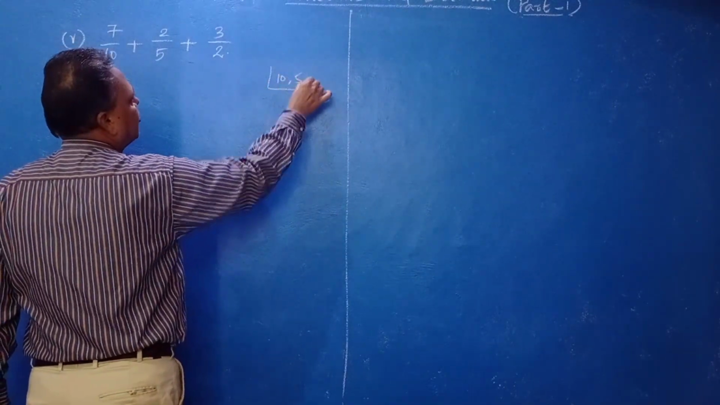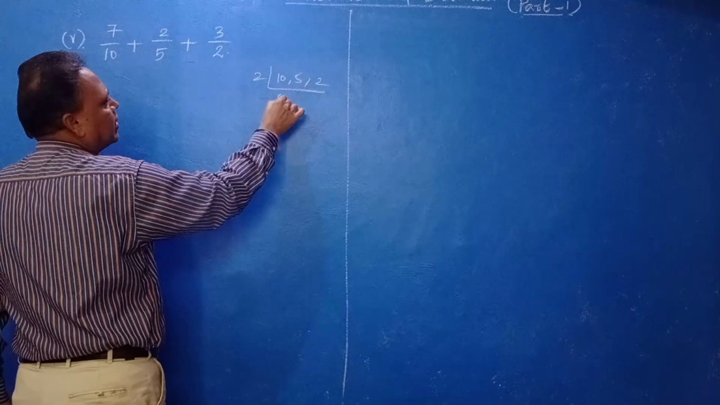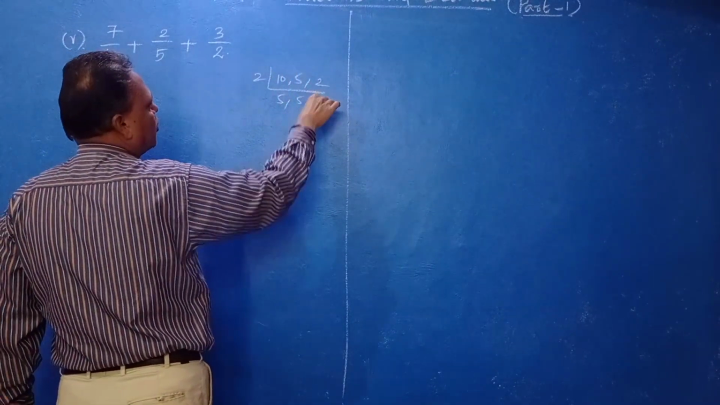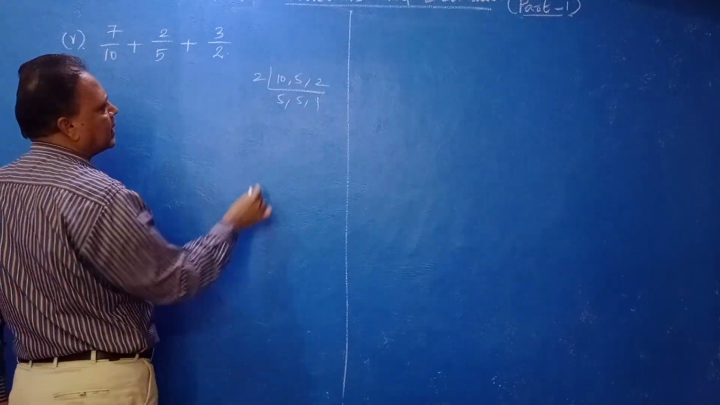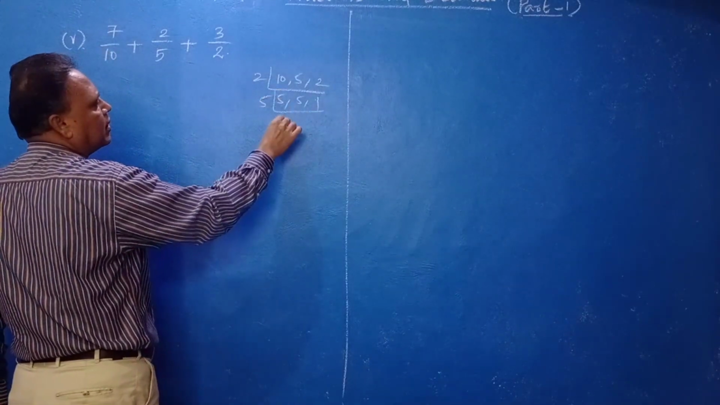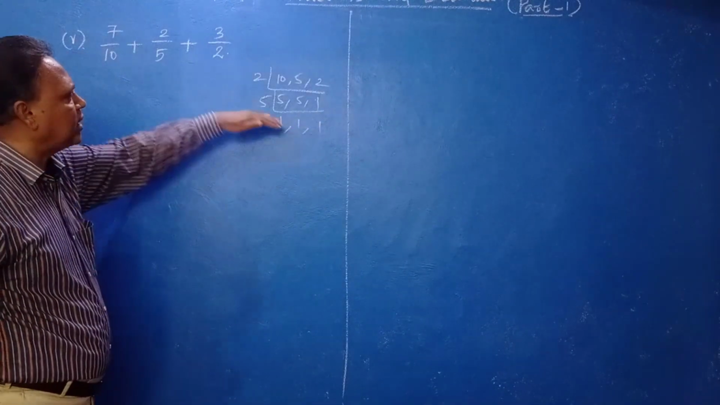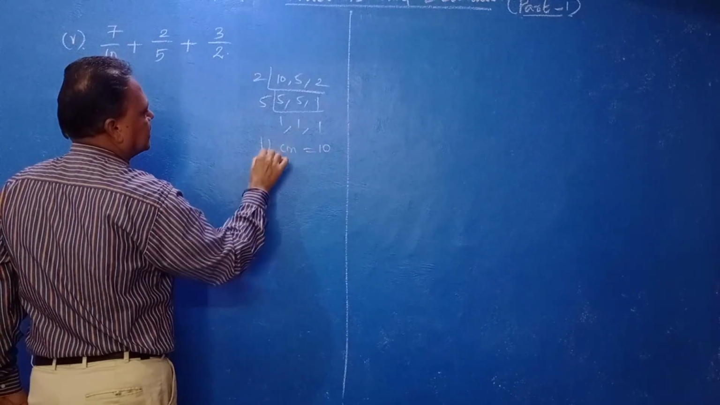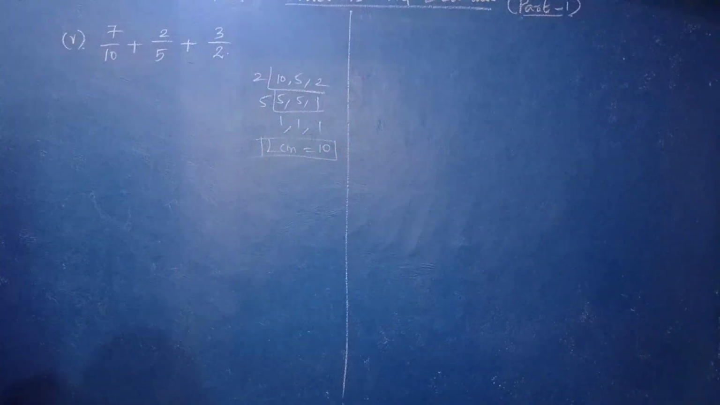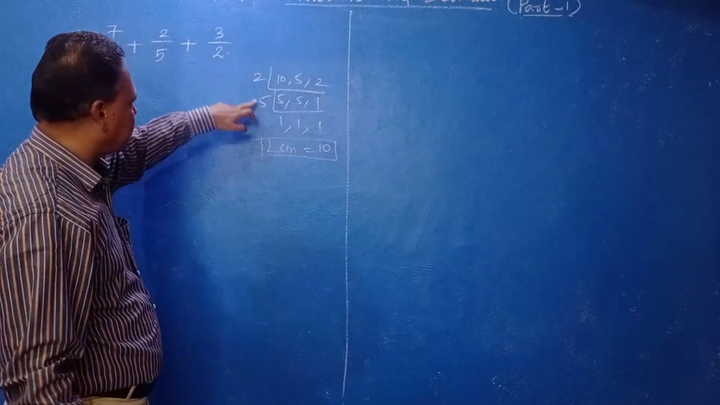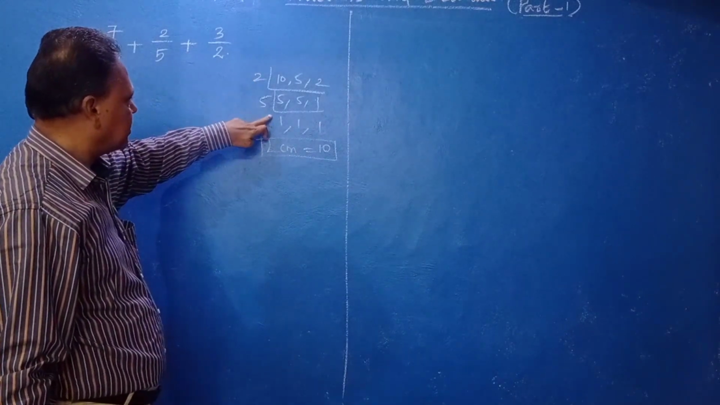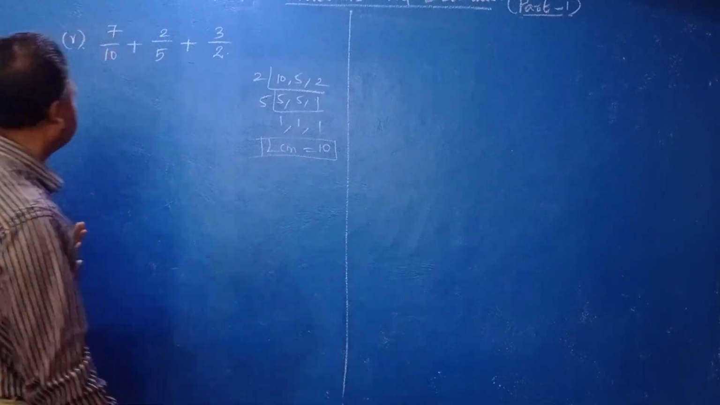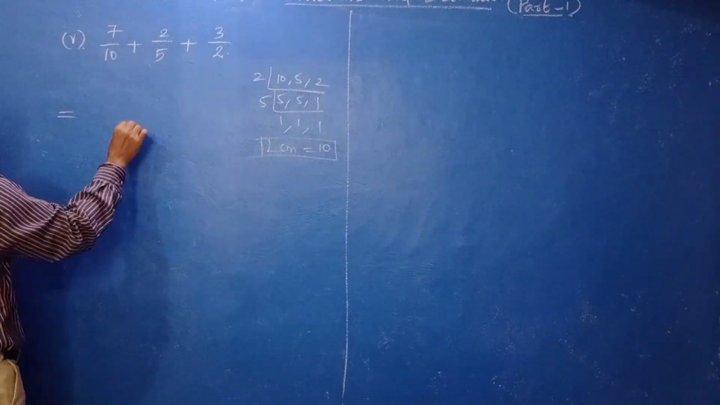10, 5, 2. First you divide by the 2 table. 5 you cannot divide, so write as it is. This 2 goes 1 time. Clear? Again divide by the 5 table. 1, 1, 1. Then multiply all, which means 10. LCM is 10. Right? Every number you have to multiply. 2 into 5, 10. 10 into 1, 10. Clear? So LCM 10 you have to write in the denominator.